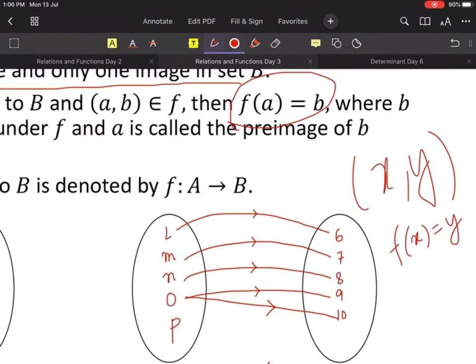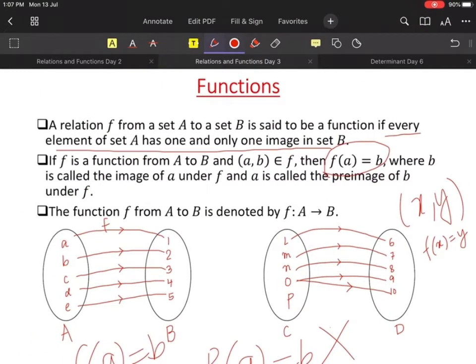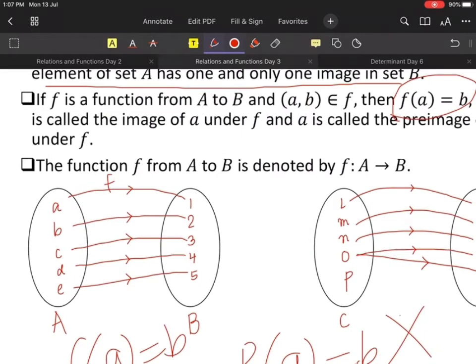In case of function, we can write f of x equal to y. Am I clear? Yes, that's how we write functions. Here we see where b is called the image of a under f. Look at what we have written here. In this case, can you tell me what I can write here?